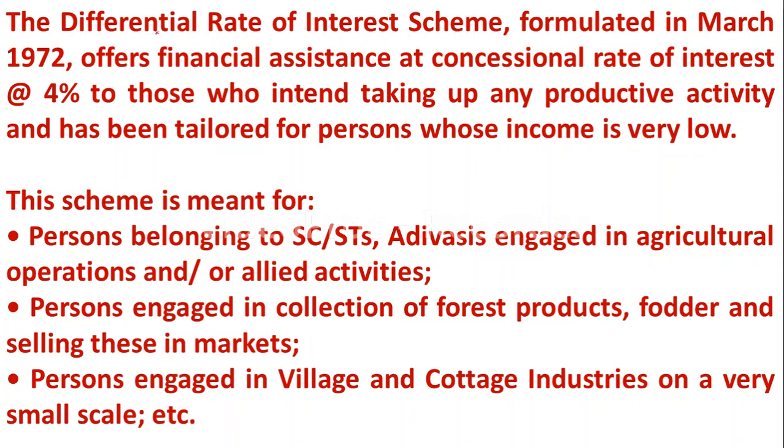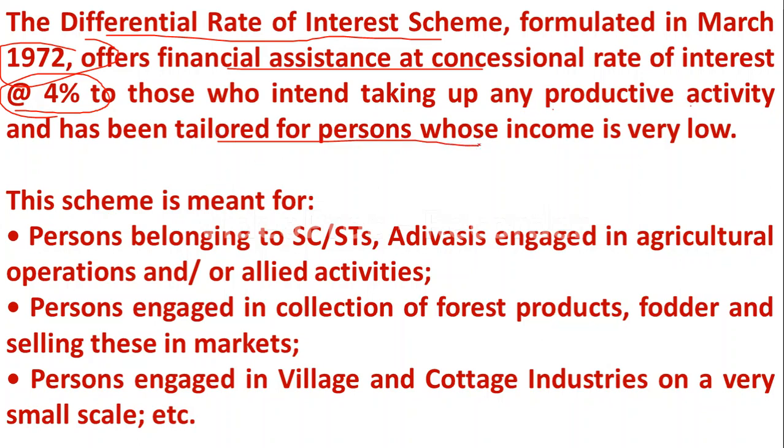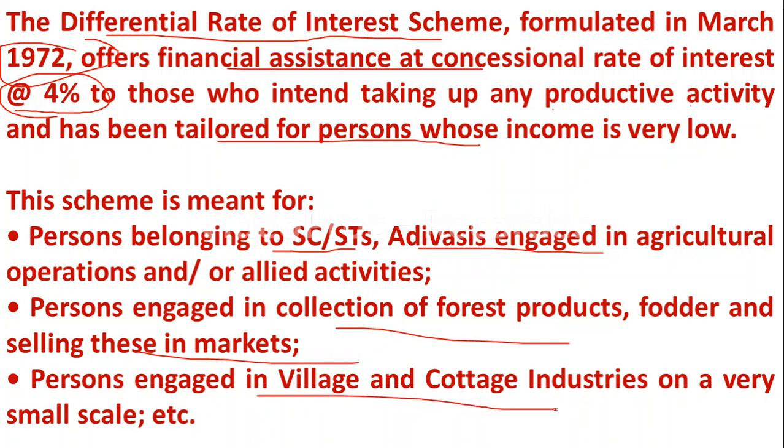The differentiated rate of interest scheme was formulated in the year 1972. It offers financial assistance at a concessional rate of interest, that is 4%, for those who intend to take up any productive activity, and has been tailored for persons whose income is very low. And this scheme was meant for SCs, STs, Adivasis engaged in agricultural and allied activities, and also for persons engaged in collection of forest products and selling these in markets, then persons engaged in village and cottage industries.